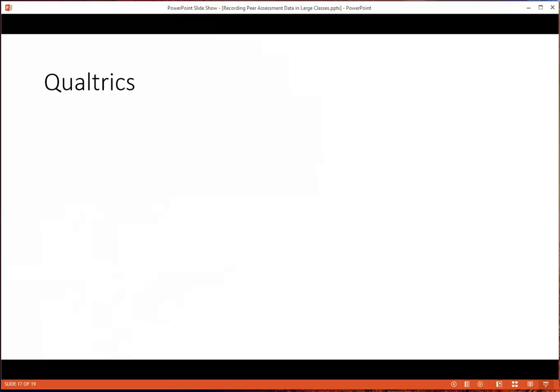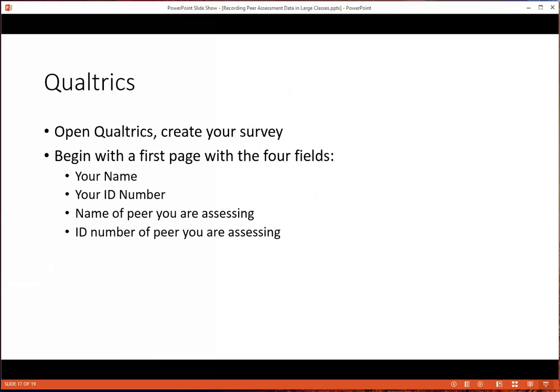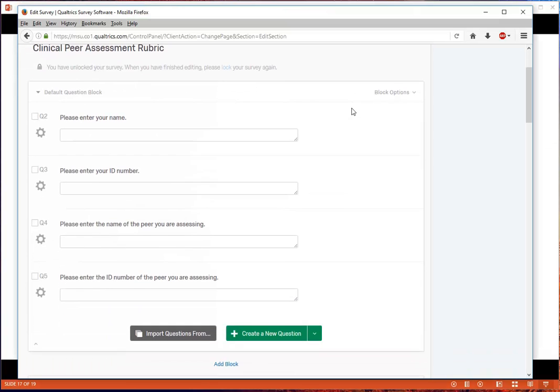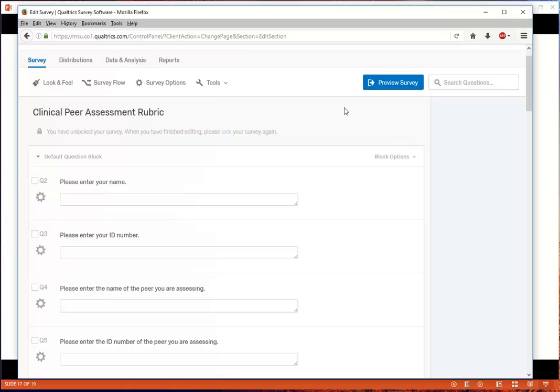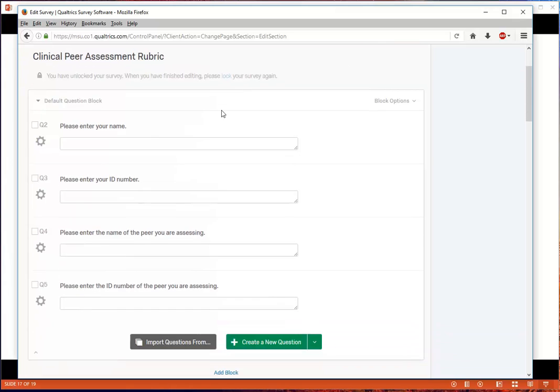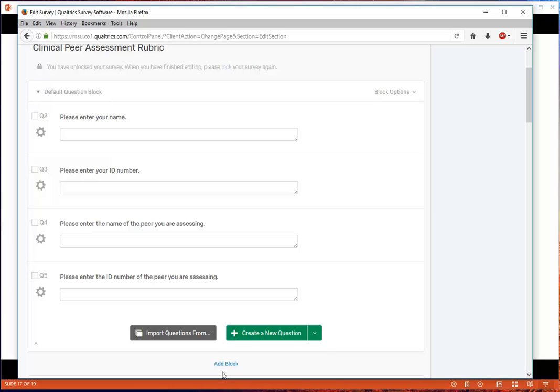get into Qualtrics. Here we go. So open Qualtrics, create your survey. First page should have 4 fields. All right, so here is my survey in Qualtrics, right? And this is my clinical peer assessment rubric. And I've clicked add block here, and that makes this the first page.